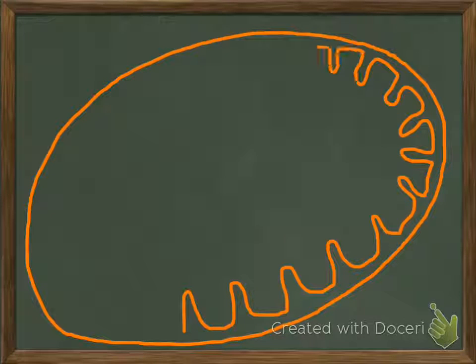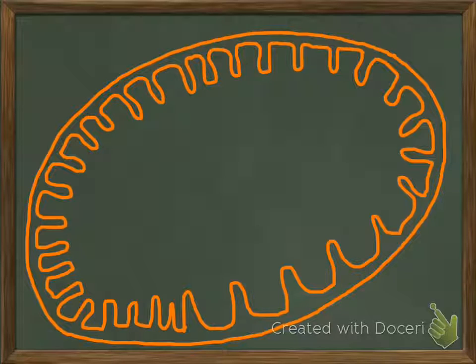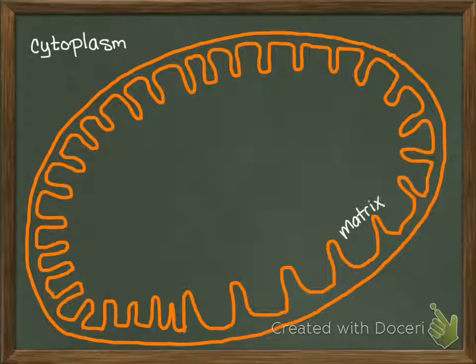Now, the Krebs cycle takes place inside the mitochondria. So here's my mitochondria, which, remember, has a double membrane. So you have the cristae, which are all the folds that increase surface area, and the outside of the mitochondria, we're going to have cytoplasm, and the inside of the mitochondria, inside the center membrane, is the matrix. The Krebs cycle takes place in the matrix.